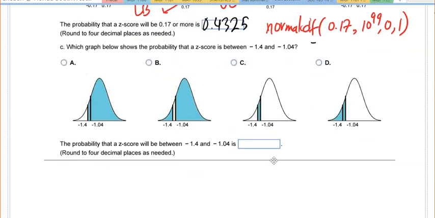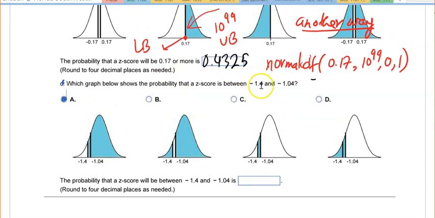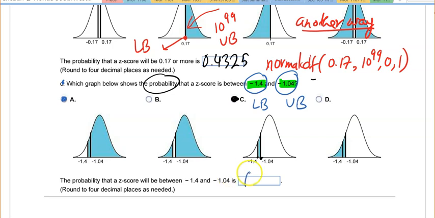Now part C, of course you can finish yourself. Part C, you find the area between these two z-scores, between negative 1.04 and negative 0.14. Therefore the right answer is going to be this one, C. And to find the area or probability, use normal CDF again. For this one, this number is the lower bound, this number is the upper bound, put them in the calculator and you'll get the answer. The answer must be 0.0684 if you round it to 4 decimal places.